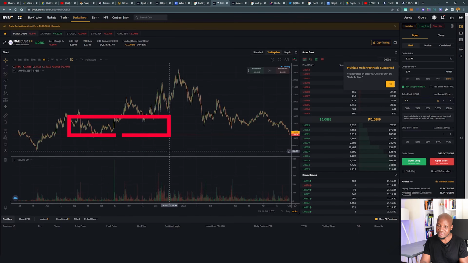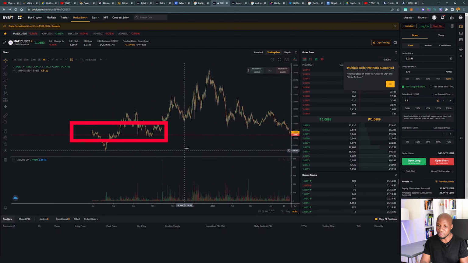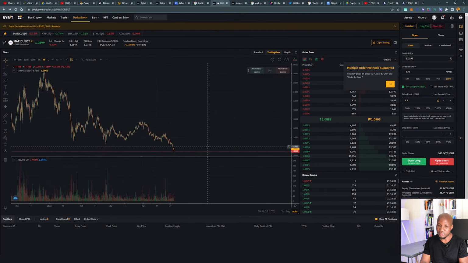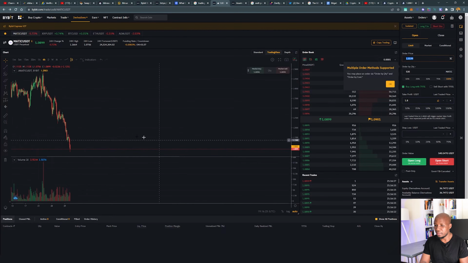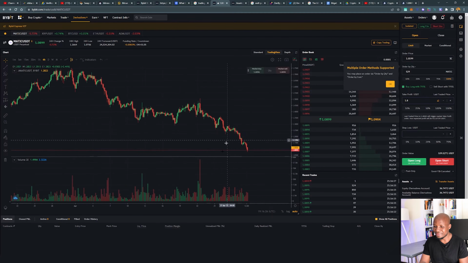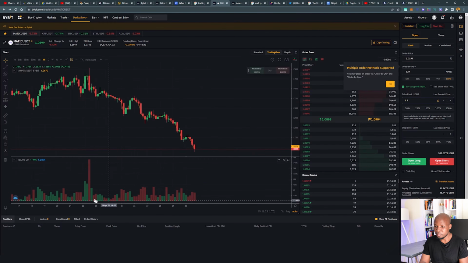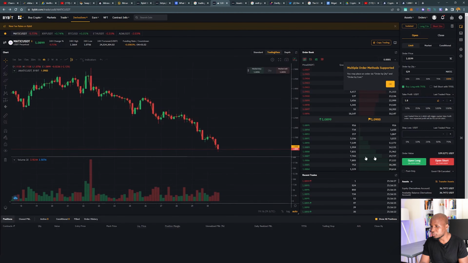As you can see, we're having a nice support over there. I'm gonna get to that in a moment, but you can see we've got a nice support within these key areas. So what I want to do is to place in the limit order over here. Let's just zoom into that and get the exact entry price for that limit order.